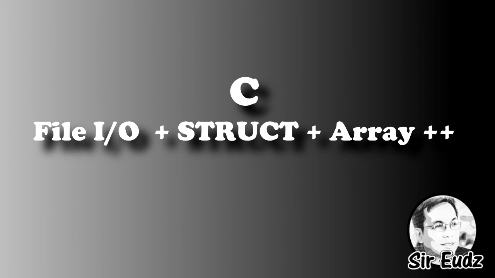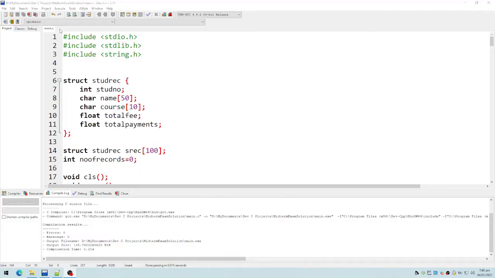Okay, for this video, I'll be demonstrating how to again make use of file IO in C language, and at the same time an array of structure. So this is actually a revised version of a solution in my previous videos. So let me now explain the source code.